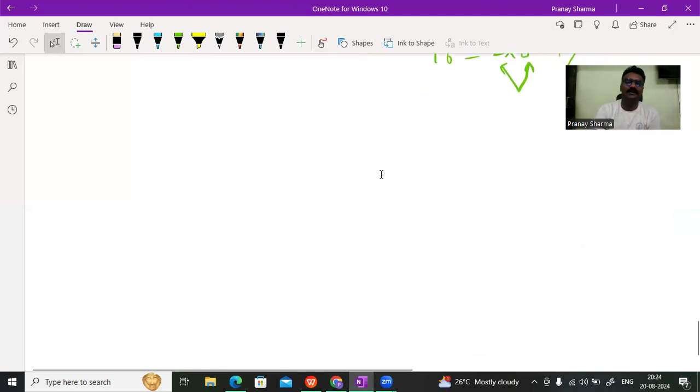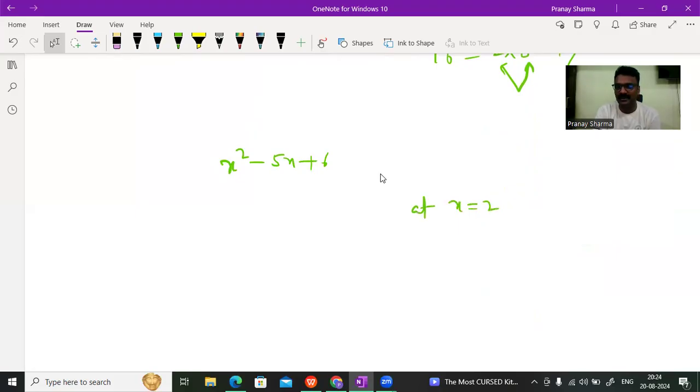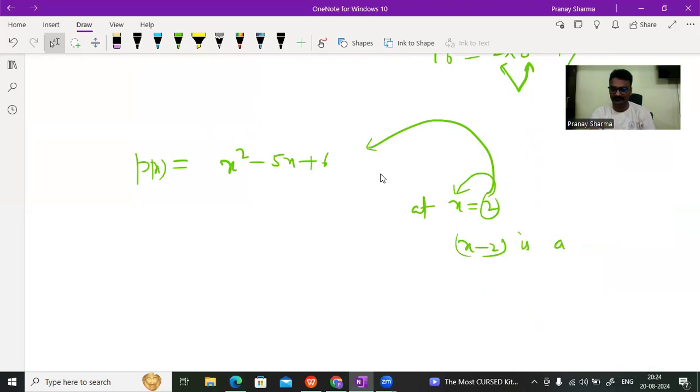So likewise, suppose in the example that we were considering, x square minus 5x plus 6, if I say at x equals 2, right? If you actually substitute 2 here in this p of x, you will be getting the remainder as 0. That means x minus 2, you need to bring this to this side, is considered as a factor according to factor theorem. It's a factor of given p of x. That means this p of x polynomial, right?